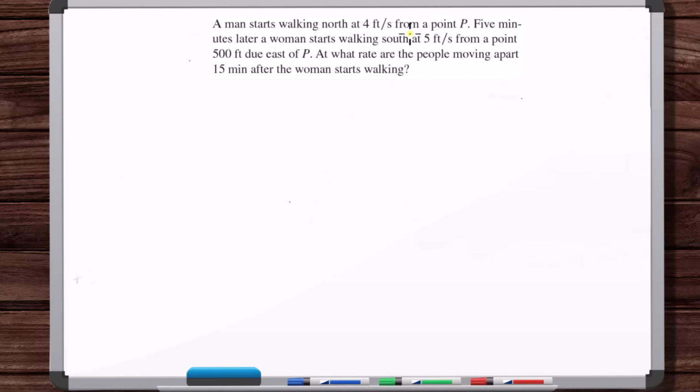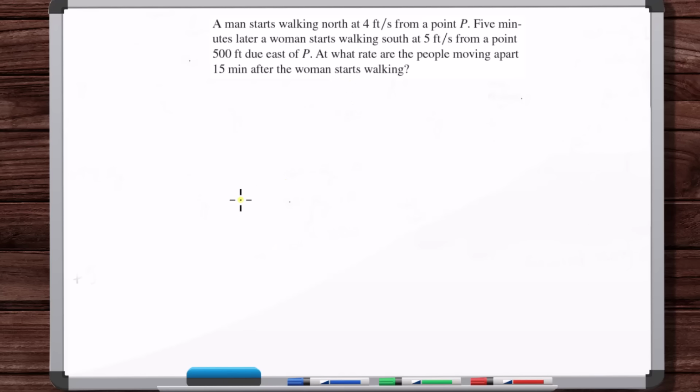Let's do another problem. A man starts walking north at 4 feet per second from a point P. 5 minutes later, a woman starts walking south at 5 feet per second from a point 500 feet due east of P. At what rate are the people moving apart 15 minutes after the woman starts walking?